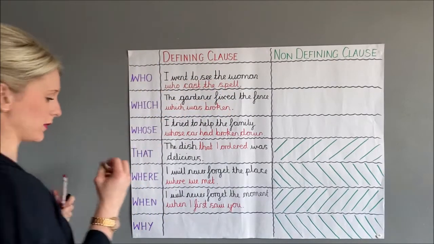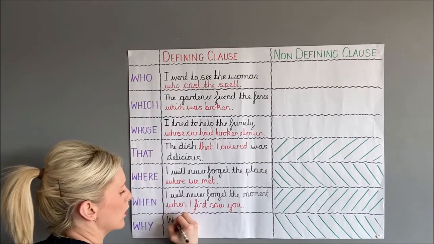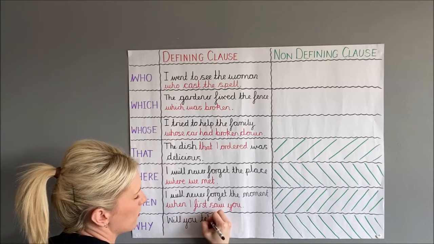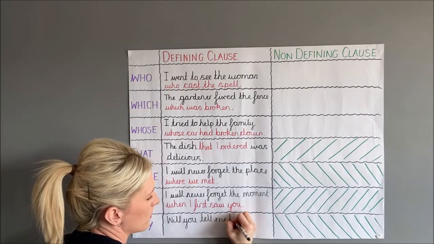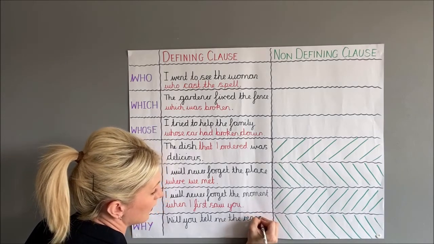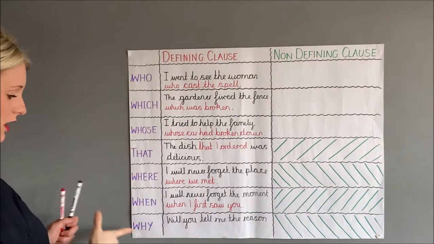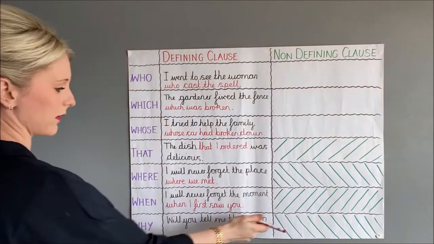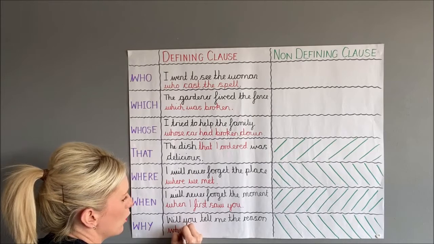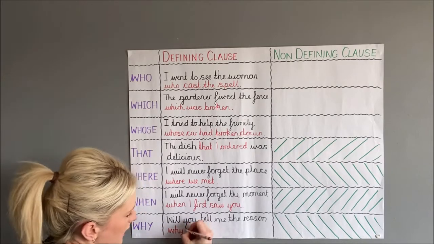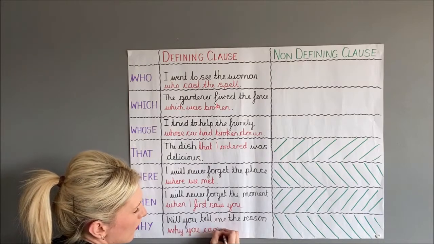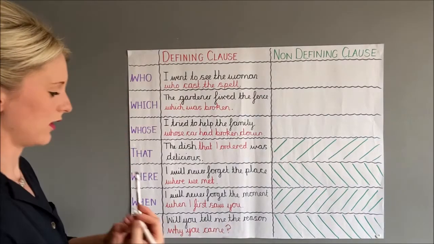And then the last one I'm going to do: will you tell me the reason, and then I need my relative pronoun why, because I'm going to give a bit more information here about the reason. Will you tell me the reason why you came? And this time I need a question mark at the end.